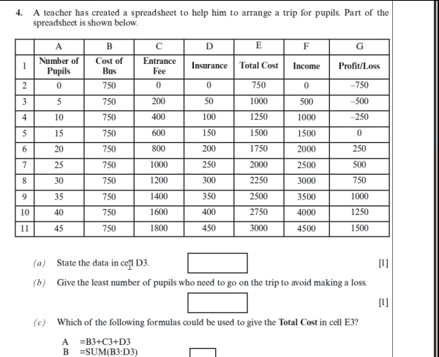State the data in cell D3. So if we go across to D and down to 3, we can see the data held in D3 is 50.